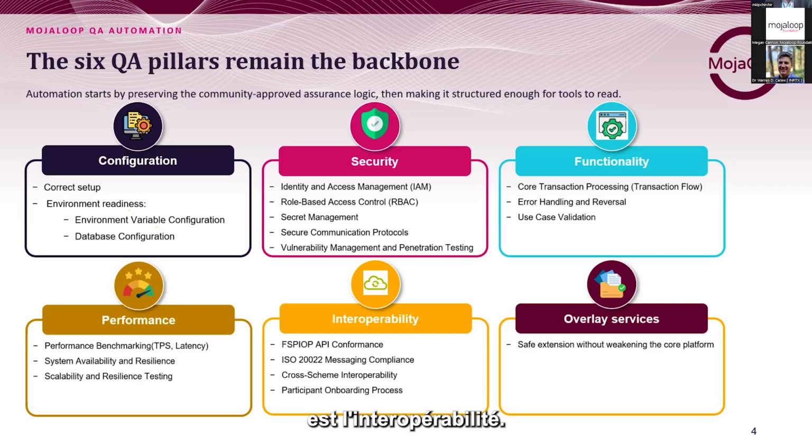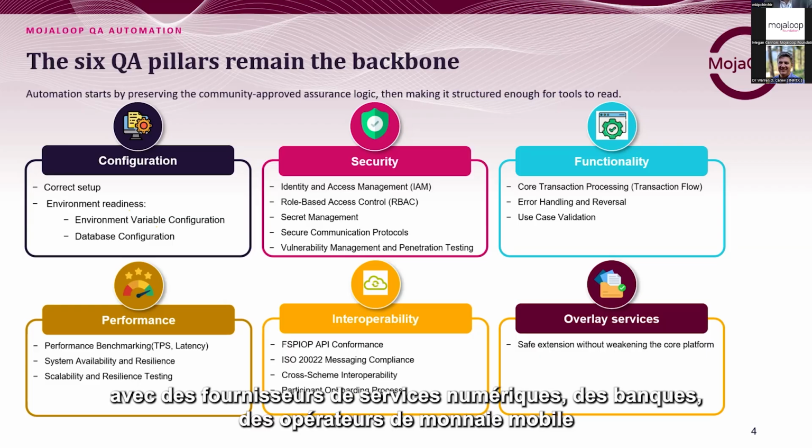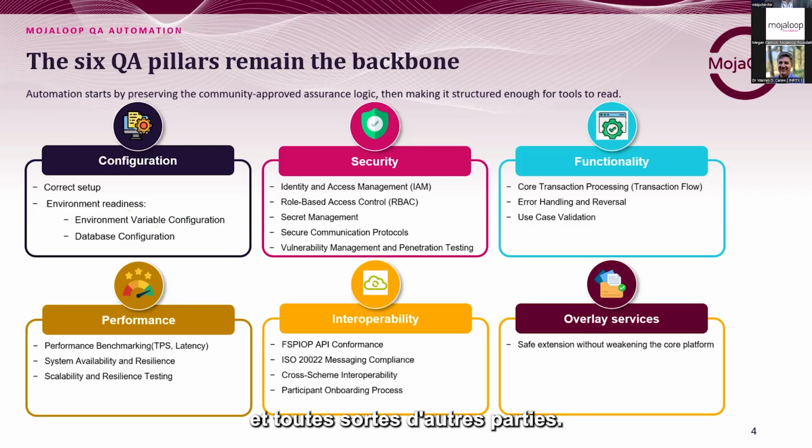The fifth area that we look at is interoperability. I think it's fair to say interoperability is at the heart of Mojaloop's value proposition, given that there are going to be interactions or integrations with digital service providers, banks, mobile service providers, and all other kinds of third parties. So we'll be looking at API conformance as an area of focus, messaging compliance with ISO 20022, pro-scheme integrations, and the readiness for participant onboarding. Participant onboarding readiness is an area that the quality assurance framework has covered as well.